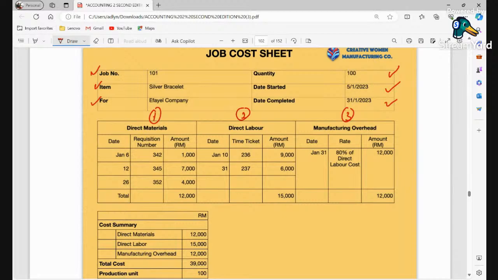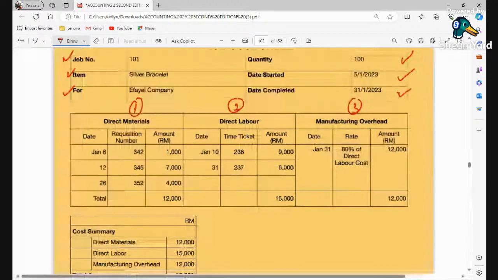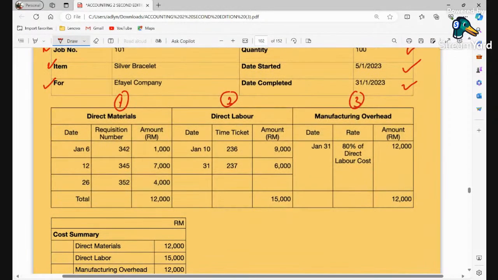Okay, so as you can see here, right? January 6, January 12 and January 26. Yang ini memang saya salin ataupun kita akan salin directly from the material requisition form. Sebab tu dia kata tadi source document. Jadi nak isi maklumat untuk direct material, you akan ambil sebiji item yang ditulis di material requisition form. So you ada 3 tarikh berbeza. So we'll write all 3 dates with the 3 requisition numbers and the amount.